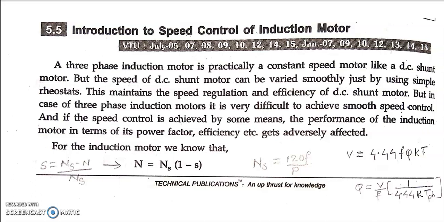You were able to control speed above the rated speed as well as below the rated speed respectively without affecting the efficiency or performance of your DC shunt motor. But here it is a little bit difficult to control the speed of three-phase induction motor. The reason is your efficiency as well as your power factor will get severely affected if I do so, like varying the rheostats or resistance and all. So it is a little bit difficult here to control the speed of three-phase induction motor, and we shall see why that is.